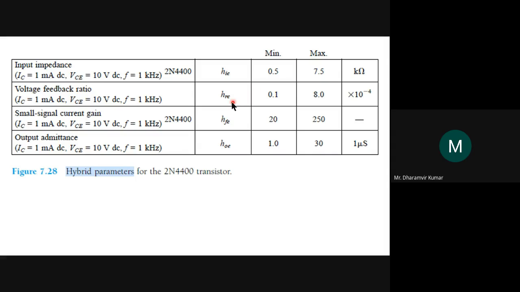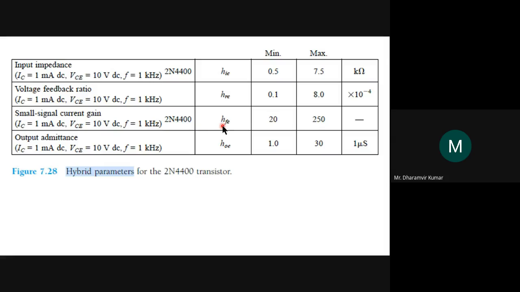Now the reverse voltage gain. Since this is reverse, this is also called the feedback ratio or voltage feedback ratio. Some portion of the output voltage is being fed to the input side, so this is the reverse thing. This HRE is 0.1 to 8, the maximum value, times 10 to the power minus 4. So this is a very low value.